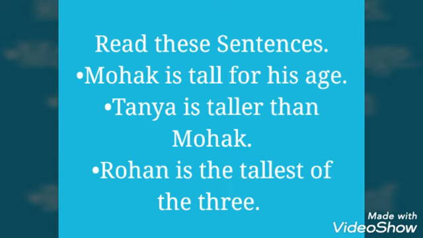For example, read these sentences. Mohak is tall for his age. Tanya is taller than Mohak. Rohan is the tallest of the three. Here tall, taller and tallest are the 3 degrees of the adjective tall that we have used to compare the heights of Mohak, Tanya and Rohan.